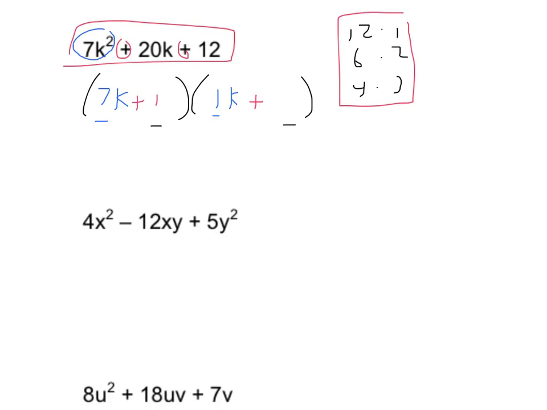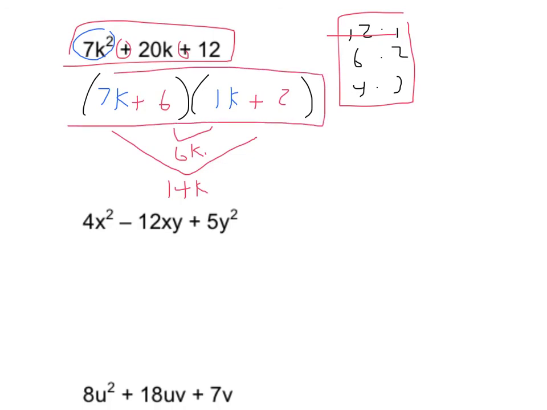So if I try 12 and 1, and I FOIL, if I do outside and inside, I get these two together give us 7K. These two together give us 12K. And together you have 19K. That doesn't work. All right, so now let's look at another one. 6 and 2. So if I go 6 and 2, the outside gives us 14K, the inside gives us 6K, and that gives us 20K. So that works. And that's guessing and checking. But you got to check your answer.